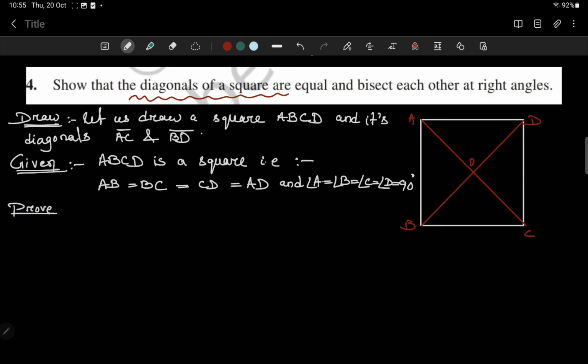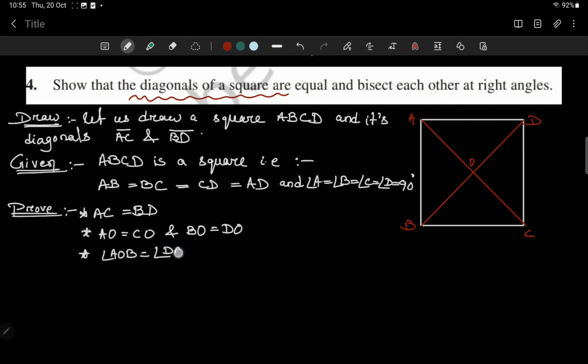Then you have to prove. What you have to prove? Prove that diagonals of a square are equal and bisect each other at right angles. First, you have to prove that AC equals BD. Also you have to prove that AO equals CO and BO equals DO. Also you have to prove angle AOB equals angle DOC equals angle BOC equals angle AOB equals 90 degree. You have to prove all these three things.